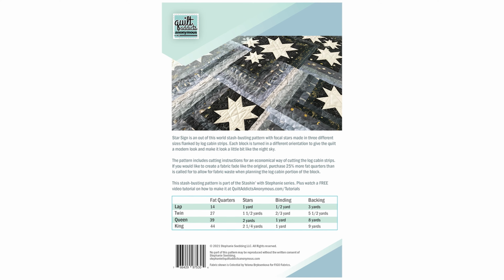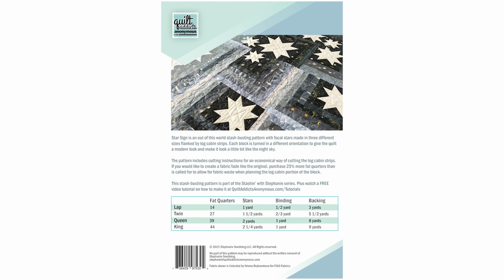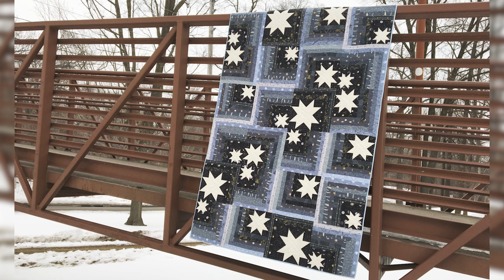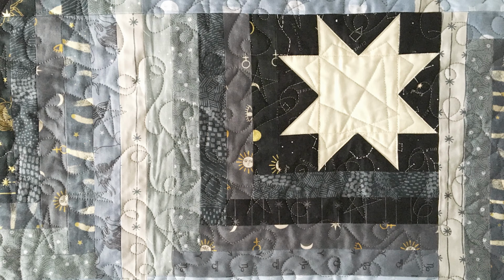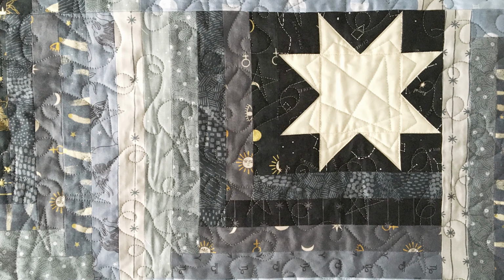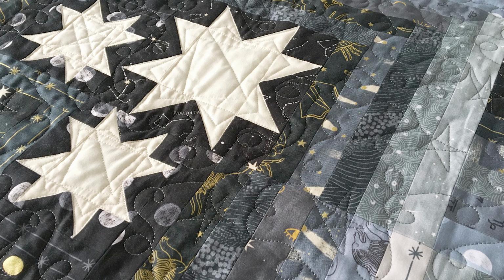And this is kind of important to know. The pattern instructions in the back tell you how to do it if you're cutting economically. If you are going to emulate the look of ours, where you have the darkest fabric surrounding the star, going progressively lighter as you get to the outsides of the log cabin, then what you want to do is multiply whatever we've suggested by fat quarters by about 25%. And that's going to give you enough.